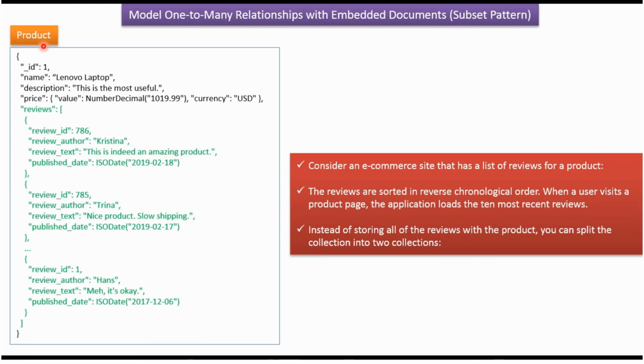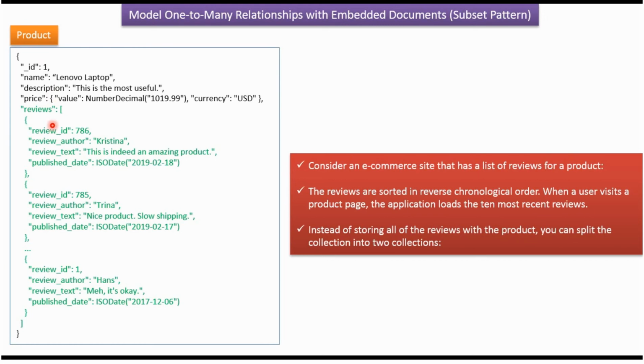Here you can see a product document, and it will be in the product collection, and it has _id, which is the primary key, and name of the product, description of the product, and the price of the product. Also it has reviews about the product, and reviews are stored in an array in descending order, so that when a user logs in to see the product information, he can see the product information and recent reviews.